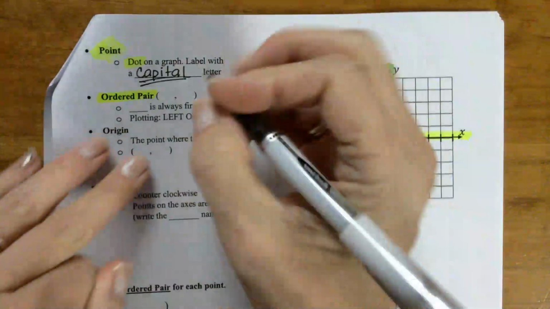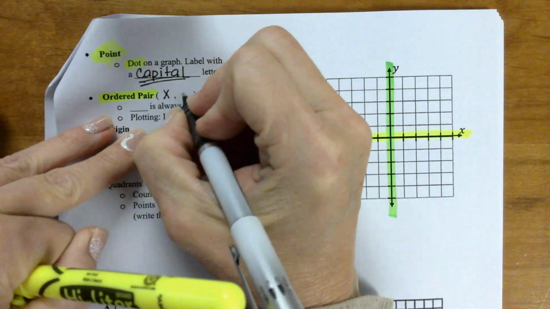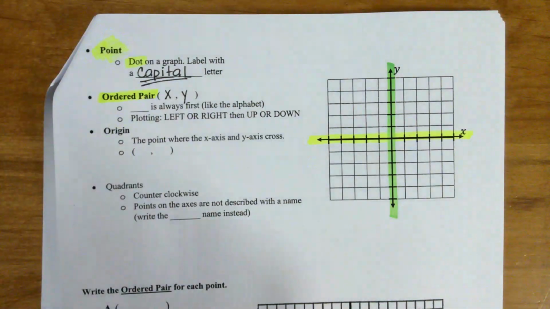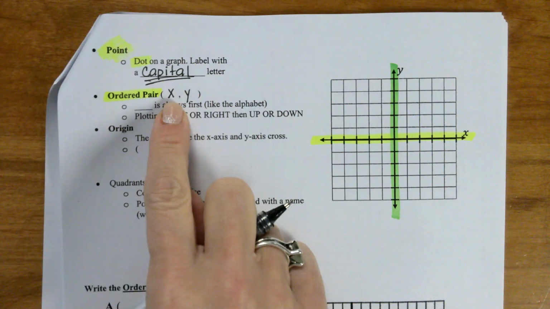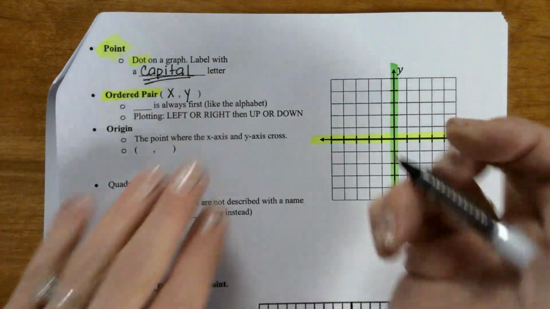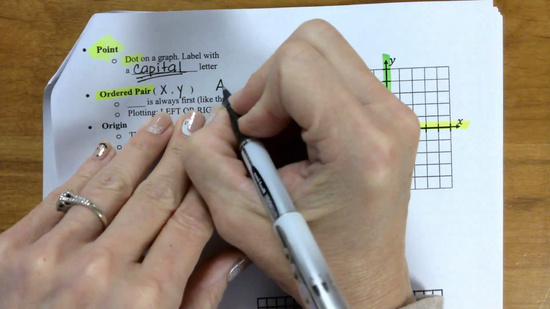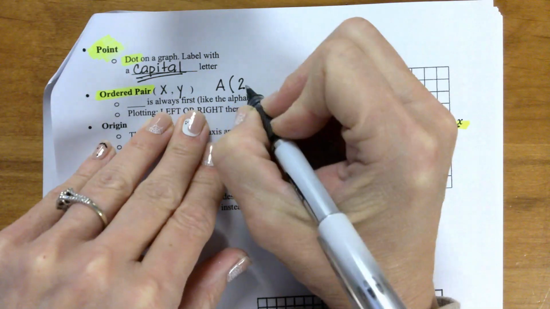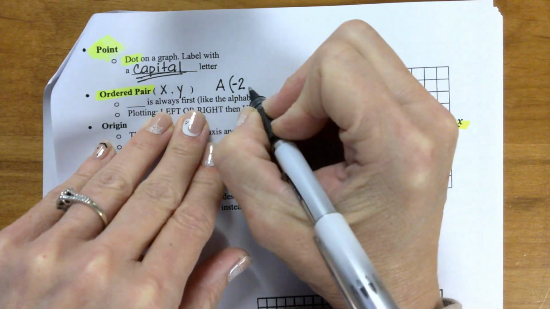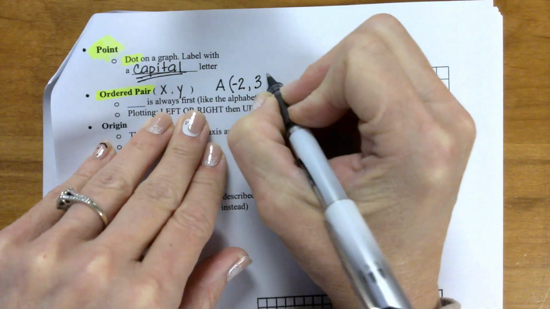An ordered pair is written as x comma y. I think most of you are really good with that already. Just so you know, somebody said to me one time, X comes before Y in the alphabet. Same thing with the ordered pair. And I thought, genius. Okay, so let's say we have point A. And then we have this as a 2. Let's make it negative. And then here we'll have a 3.